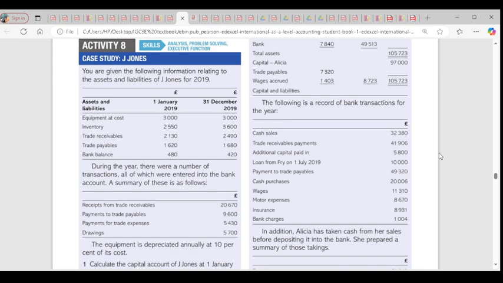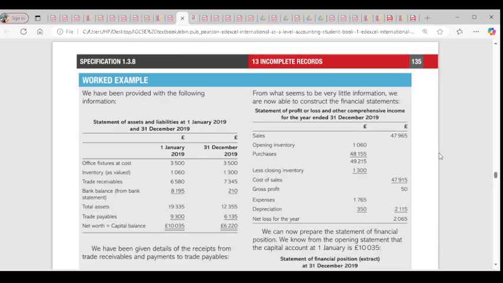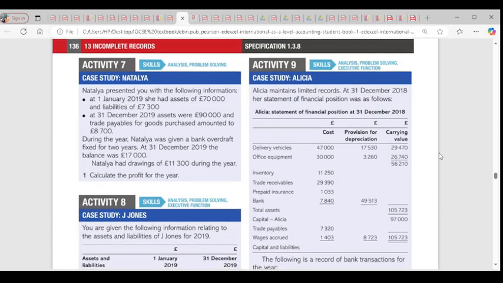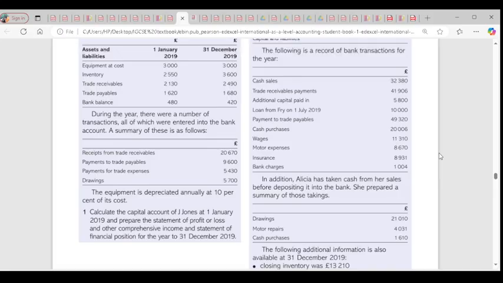So what we need to use is the 1st of January 2019. The year ends on 31st December 2019. So all our transactions here, all our items for January 2019 is what we're going to use. For the statement of affairs as at January 2019, because they said we should calculate the capital account of J. Jones at January 1, 2019, all we need is the opening items, not the closing. If we are told to find the closing, we use the closing. But here we are using the opening.